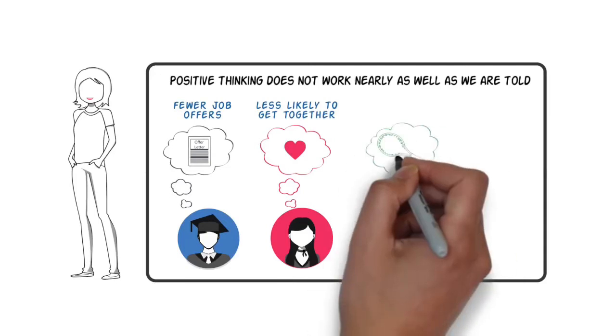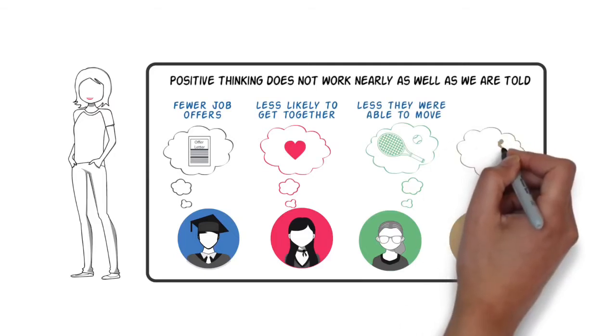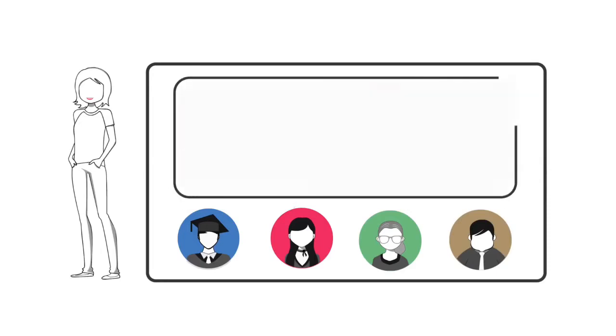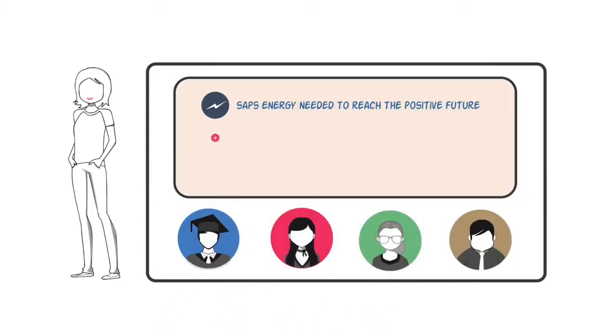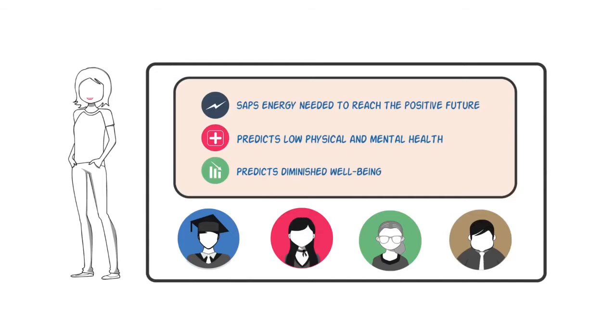The more hip replacement surgery patients imagined themselves having a smooth recovery, the less they were able to move their new joint. And the more positive overweight people's fantasies about their success in losing weight was, the fewer pounds they lost. Over 20 years, our research has revealed that just dreaming about a positive future saps energy needed to reach the positive future, predicts low physical and mental health, and predicts diminished well-being and poor personal development.